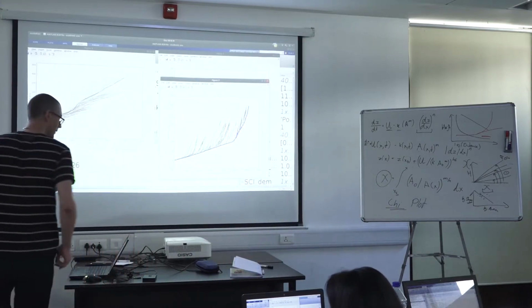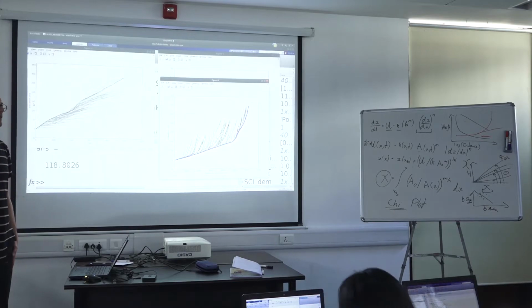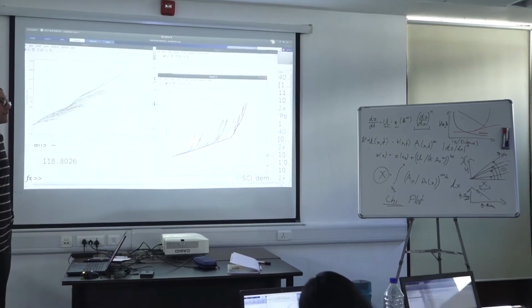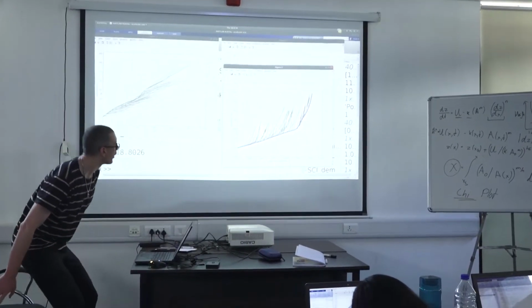Yeah, so I have another query here. Suppose there's a tributary here which is very, very steep. Can we find this tributary in this chi plot, and can we distinguish which tributary is showing this very steep steepness?